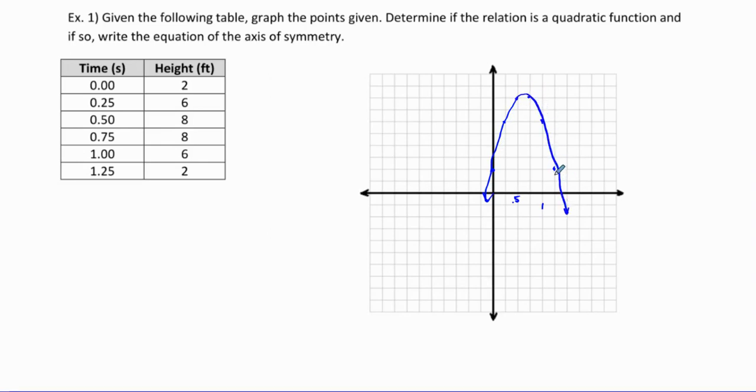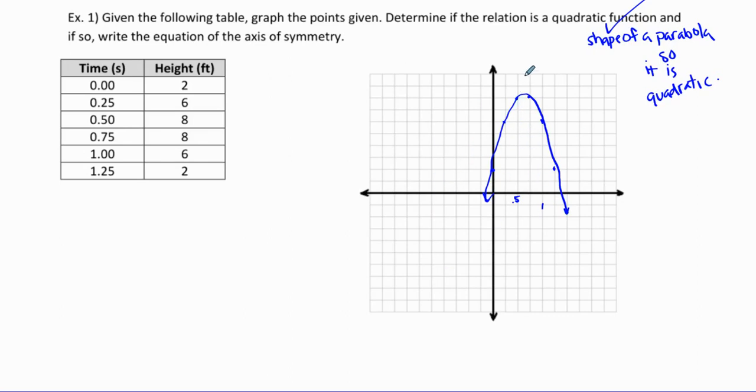Go through your points. There we go. So it does have a basic parabolic shape. Okay, so it is a quadratic function. It is in the shape of a parabola. Now we're going to write the equation of the axis of symmetry.